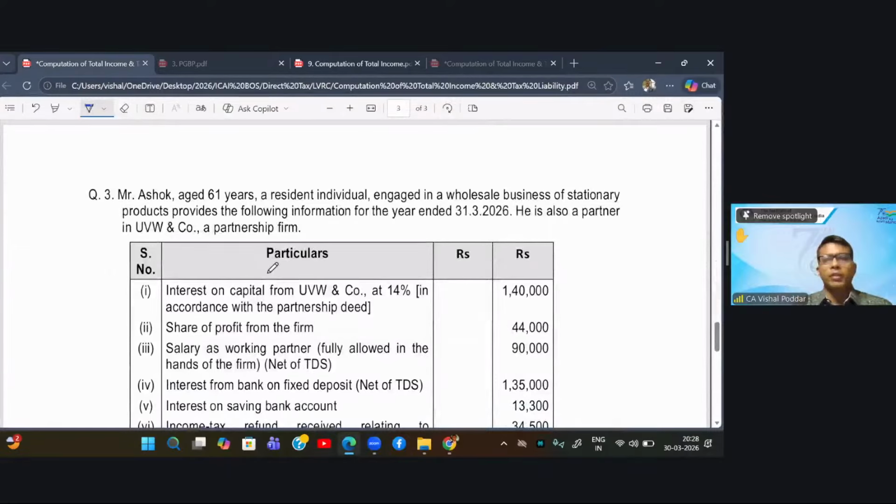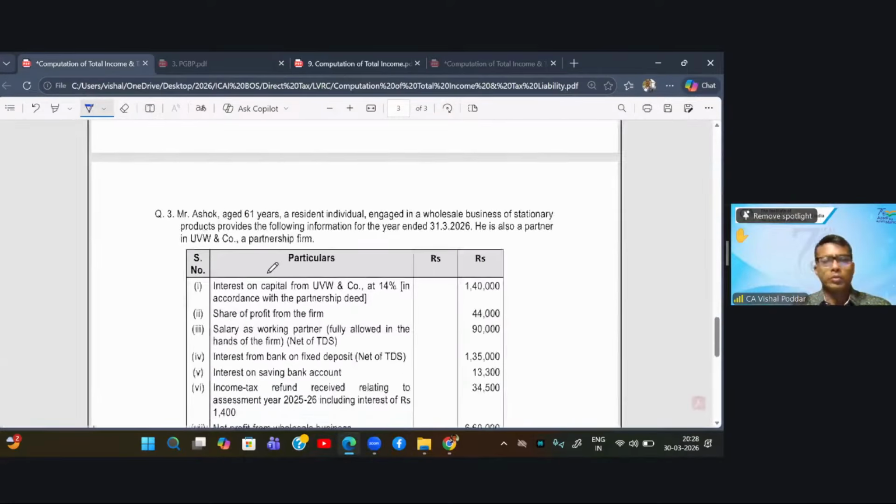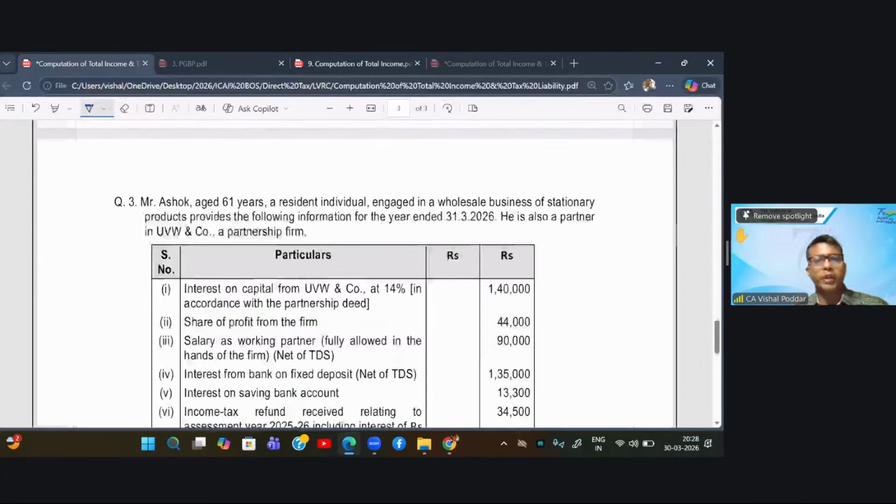So again, I have taken one more sum. Though the time is up, at least we'll try to take it up orally for the benefit of all. So what is this question? Mr. Ashok is a resident. Now here the age is 61 years. So this person will be senior.